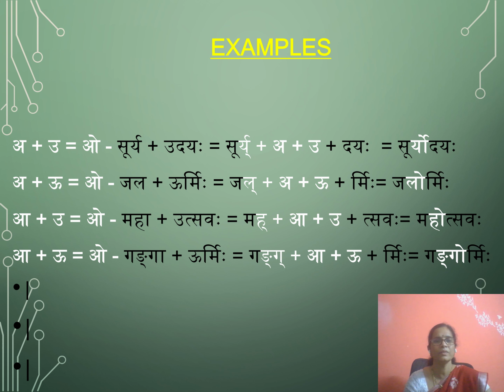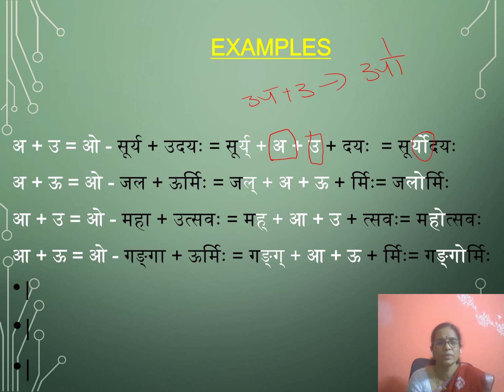The combination with a plus u, either short or long. Now here you can observe that a plus u gives o. Surya plus udayaha: Surya ended with a, udayaha started with u. Then here we get o. We get o from the a plus u combination. So here a is either short or long, and u is either short or long, and we get o only.